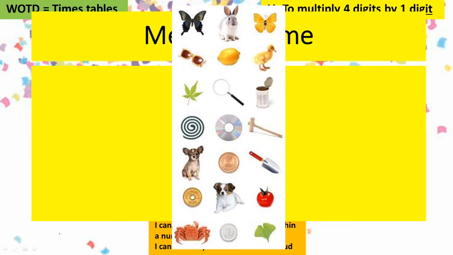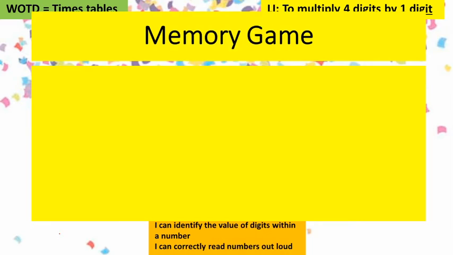So you've got 20 seconds left. Ten seconds left. 5, 4, 3, 2, 1. Okay, you have 1 minute to write down as many of those items as you can.